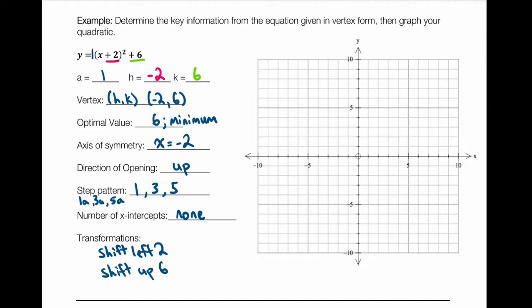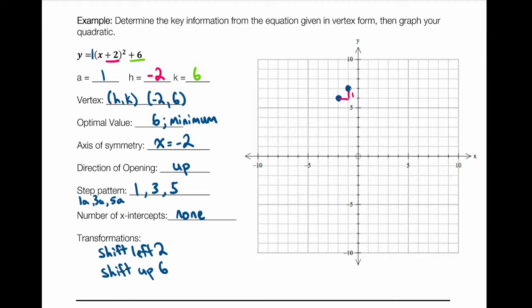So all I'm going to do is plot my vertex, which I've already figured out to be negative 2, 6. Negative 2, 6, right there. And the step pattern is going to help me fill out the rest of the points. The way the step pattern works is, starting at my vertex, I move 1 to the right, and then my first step in the step pattern tells me how far up or down I have to go. So here the first step is 1. It's positive, so that means I'm moving up 1 unit. And at that point, that's where I have another point on my quadratic.